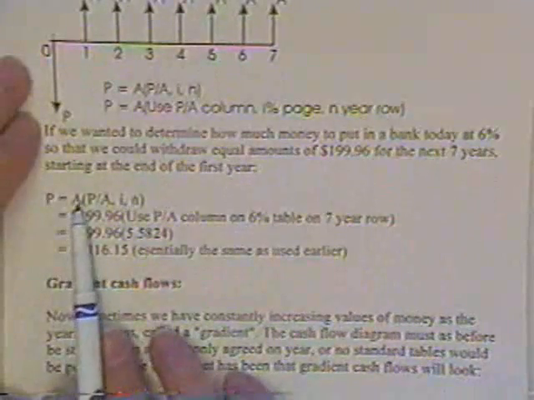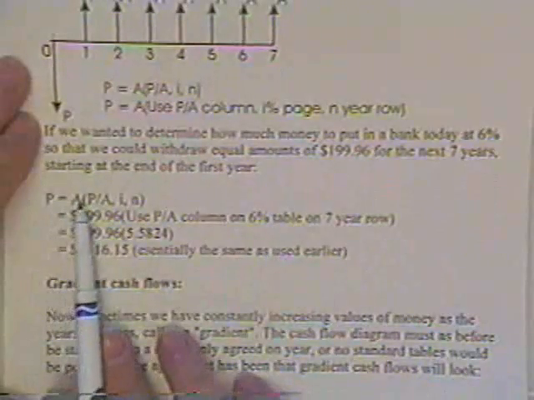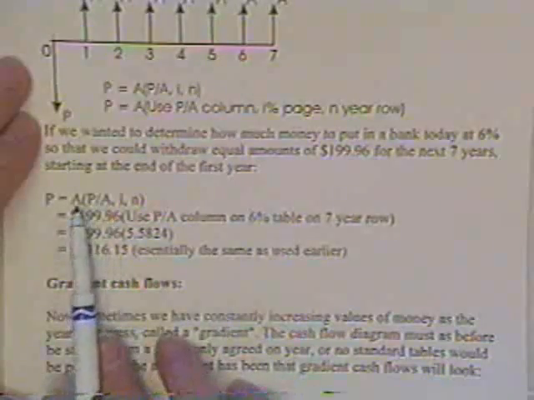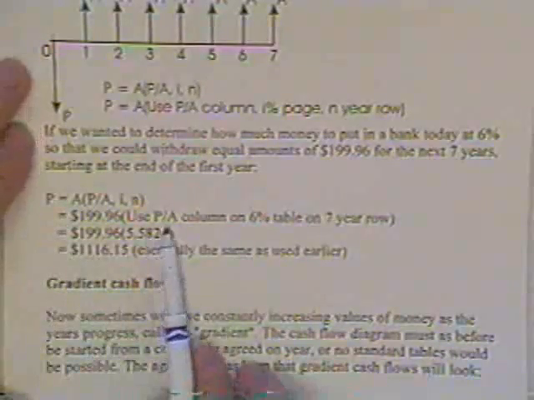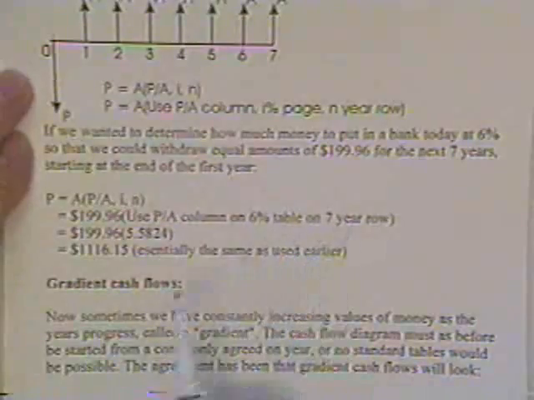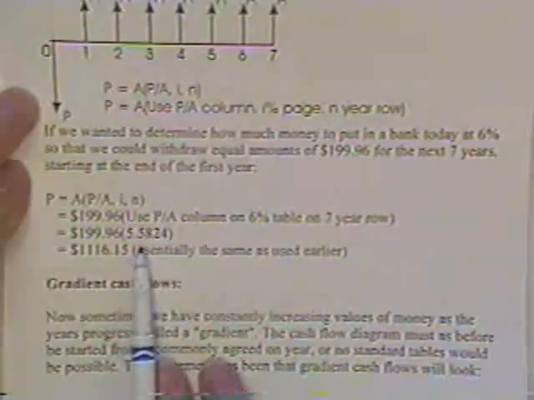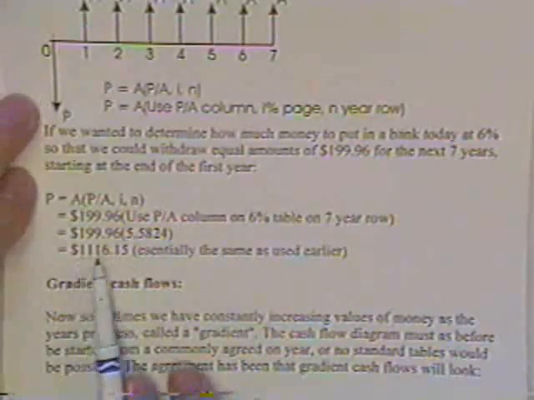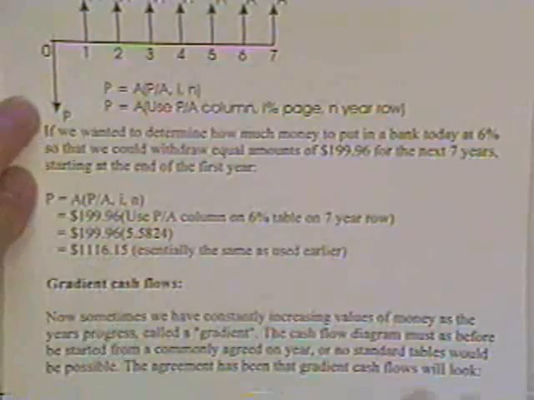Present value is equal to, you're given the annuity, you're given the annual amount, you want to find the present value. This is what you're given, you multiply what you're given times P over A, such that A appears to cancel A, leaving you P, which is what you want. So you use the P over A column on the 6% table on the 7-year row. Comes out $199.96 times the factor you'll find in the book, 5.5824, and that says that this amount here is how much the present value would be.